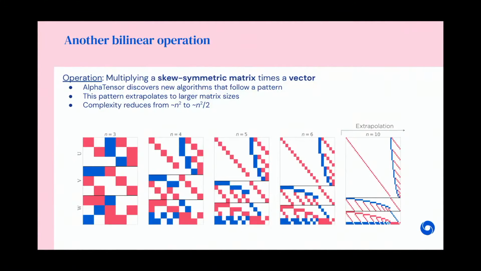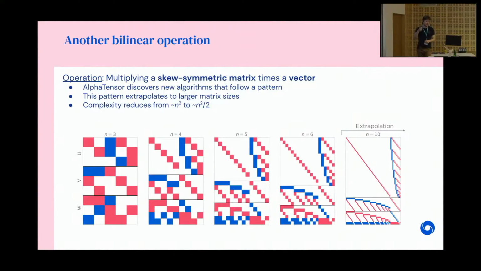Okay, so far I talked specifically about the one bilinear operation of matrix multiplication, but the framework, as I talked about, actually applies to any bilinear operation. So any operation where you have two inputs and the output is linear in both. And one slight generalization that showcases an interesting new phenomenon is the operation of multiplying a skew-symmetric matrix. So that's a matrix that if you transpose it, you get the negative. And you want to multiply that with a vector.